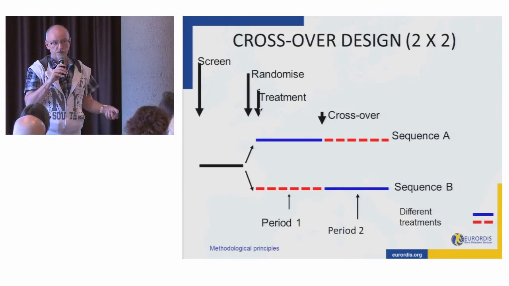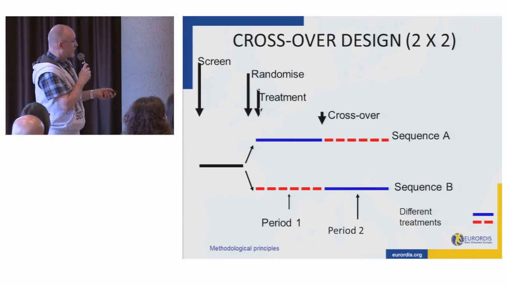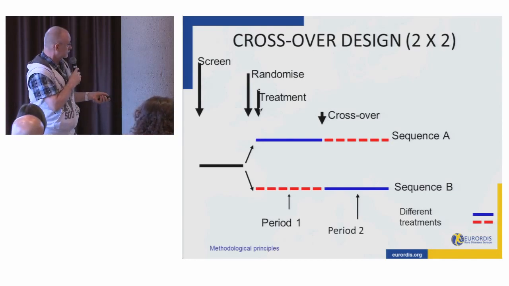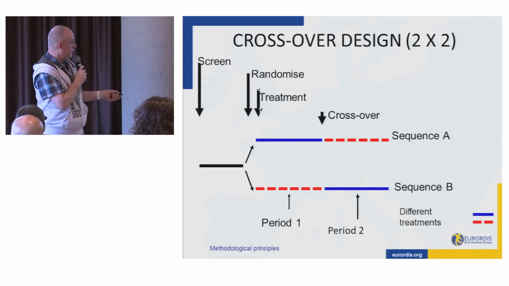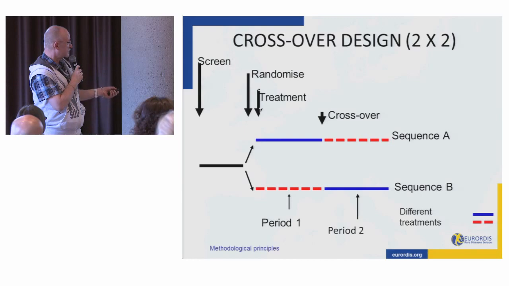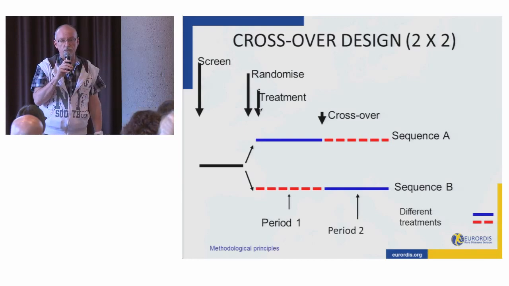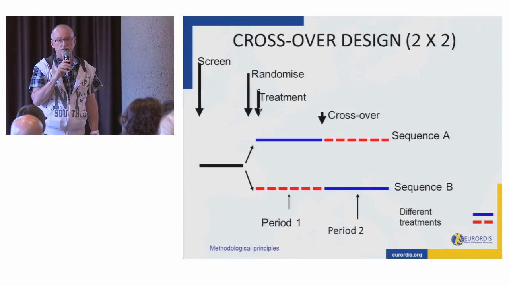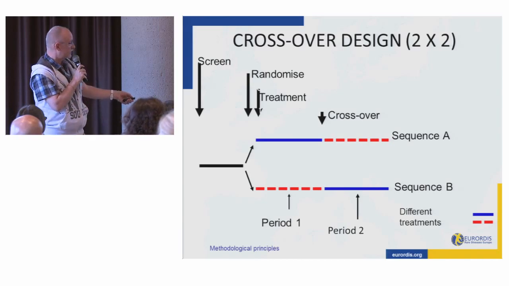So you know what happens in an individual who is receiving the blue treatment and the red treatment. But that's not where it ends. There is a possibility that you will have a different treatment effect in period 1 and in period 2. How do you explain that? How do you explain the possibility that the blue treatment is working differently in period 2 than it is in period 1?